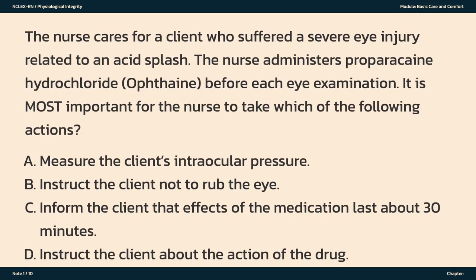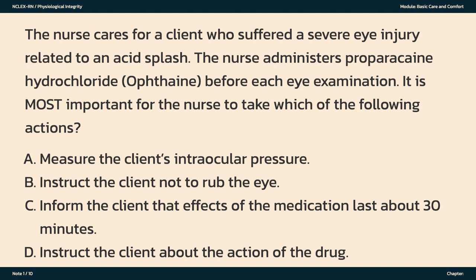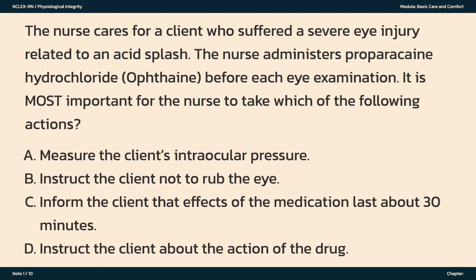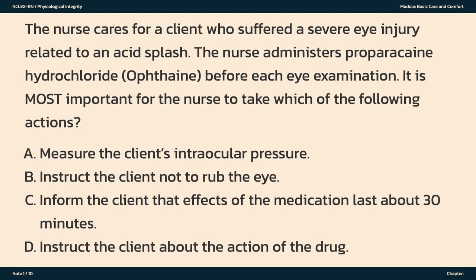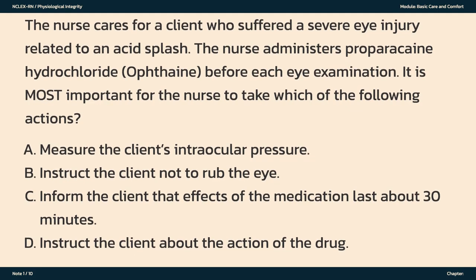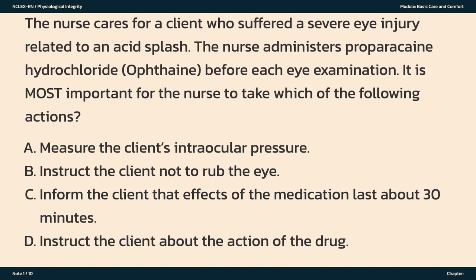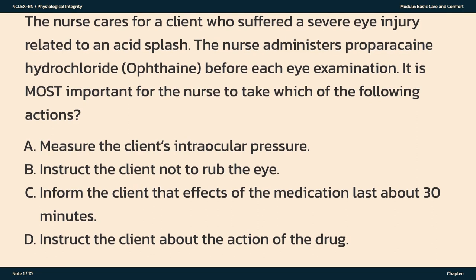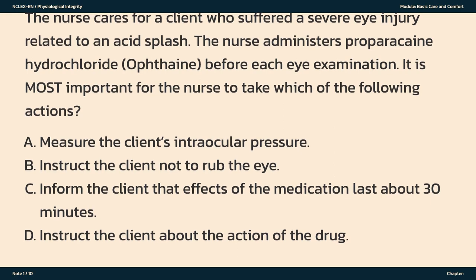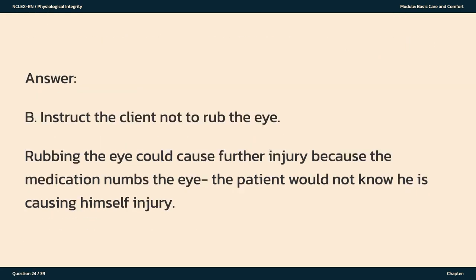The nurse cares for a client who suffered a severe eye injury related to an acid splash. The nurse administers proparacaine hydrochloride, Ophthaine, before each eye examination. It is most important for the nurse to take which of the following actions? A. Measure the client's intraocular pressure. B. Instruct the client not to rub the eye. C. Inform the client that effects of the medication last about 30 minutes. D. Instruct the client about the action of the drug. The answer is B. Instruct the client not to rub the eye. Rubbing the eye could cause further injury because the medication numbs the eye. The patient would not know he is causing himself injury.